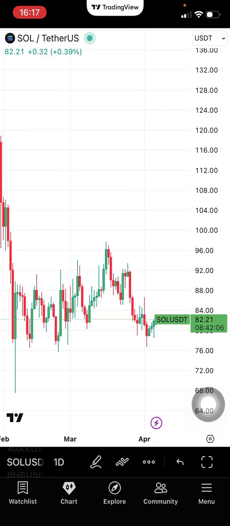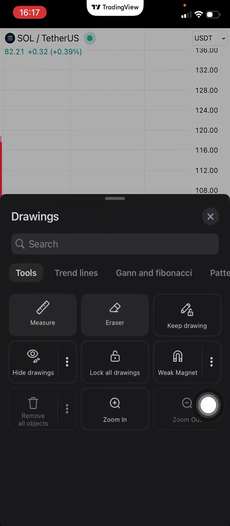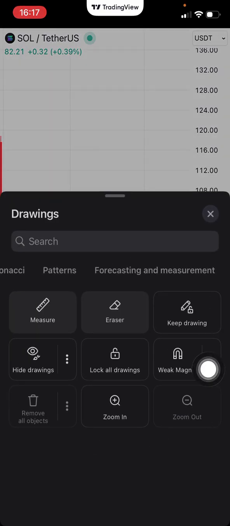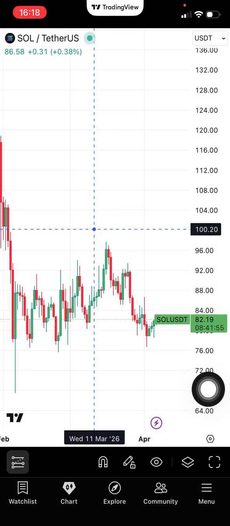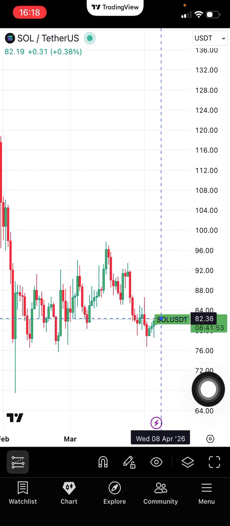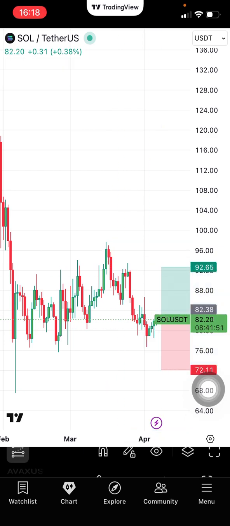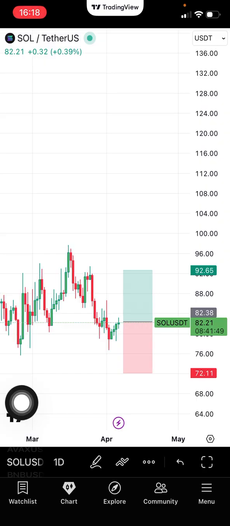But let me show you how to set it. All you need to do is come to these tools, go to forecasting and measure. When you get forecasting and measure, if you are longing, take long. If you are shorting, take short. So let's assume I'm longing this trade right now. All I need to do is place this at my entry, then click on it. When I click on it, it's going to automatically give me the 1:1 strategy. That means if I'm entering here right now, I'm risking $1 to make $1. That's what it simply means.